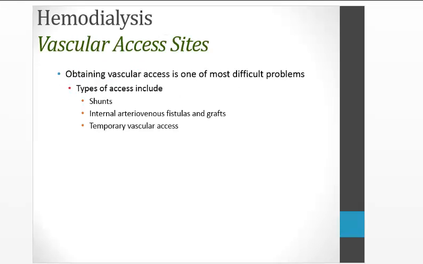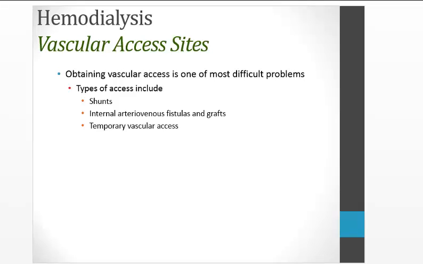Vascular access site. Obviously, the patient who needs hemodialysis will need some type of vascular access. And obtaining vascular access is one of the most difficult problems that a patient who requires hemodialysis runs into. There are different types of accesses. One is shunts. Another is our internal AV fistula and grafts. And of course, if they need vascular access in a hurry, we can do temporary vascular access.